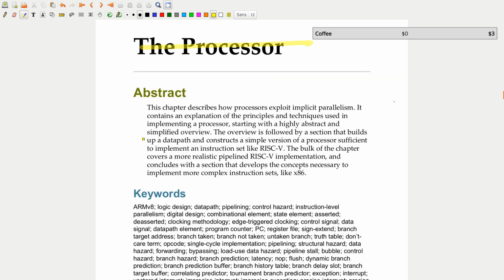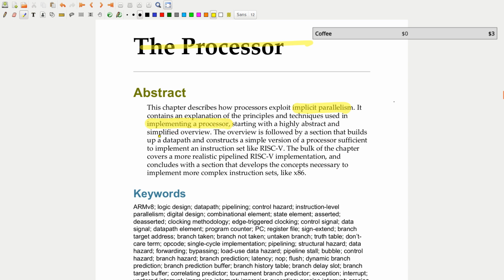Okay, so this chapter is going to describe how processors exploit implicit parallelism. We already know that we can break things up into different chunks and do them concurrently, but we'll see that there are other types of parallelism that we can exploit as well. Things like thread level parallelism, instruction level parallelism, and data level parallelism. We can really break these down into a lot of different categories. So it contains the explanation of the principles and techniques used in implementing a processor.